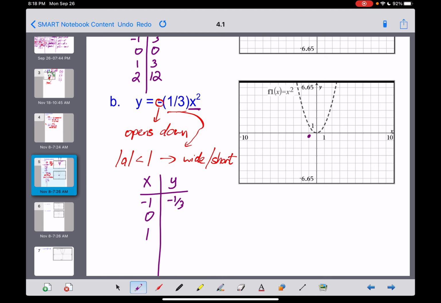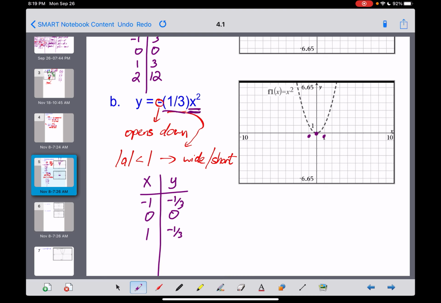If we put in a 0 now, 0 squared is 0 times -1/3. We're still hitting the origin here at 0, 0. And if we put in +1, +1 squared is 1 times -1/3 is -1/3 again. So maybe you guys can see what's happening already through those 3 dots. This parabola is opening downward, and it looks like it's going to be wider than normal.